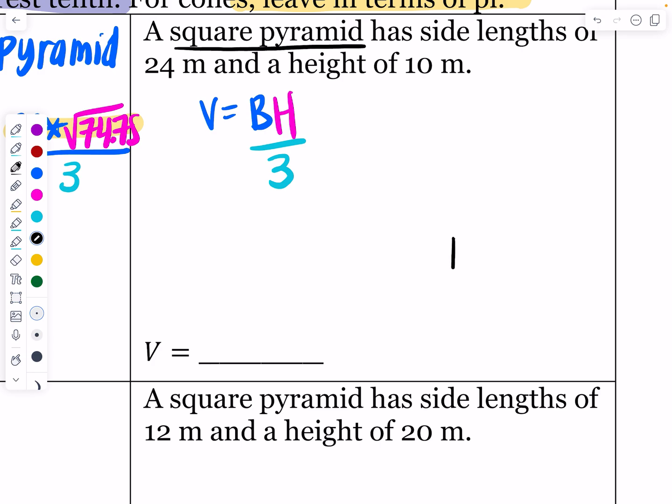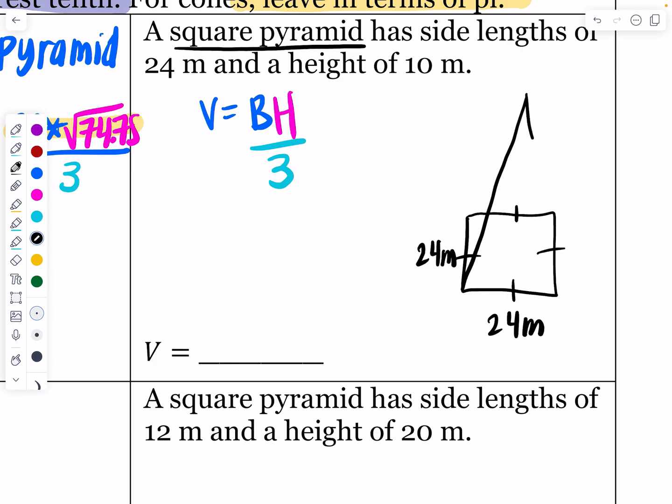But if you need help with a visual, we are not trying to win any awards here. We're not trying to be Picasso. This does not have to be perfect. I'm drawing a square pyramid, so I'm going to draw a square. It says it has a side length of 24 meters. I know that if it's a square, that's going to be both of those. And then it has a height of 10.